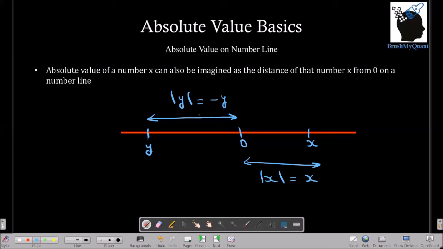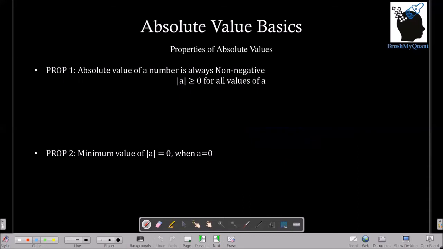Now let's talk about some of the properties of absolute values. The first property: the absolute value of a number is always non-negative. That means mod of a will always be greater than or equal to 0 for all values of a. Let's take an example for this. Mod of minus 7 will be equal to 7, which is always greater than or equal to 0.